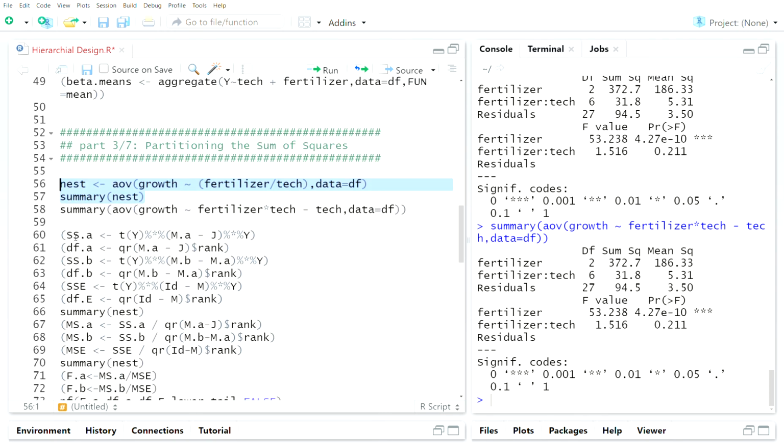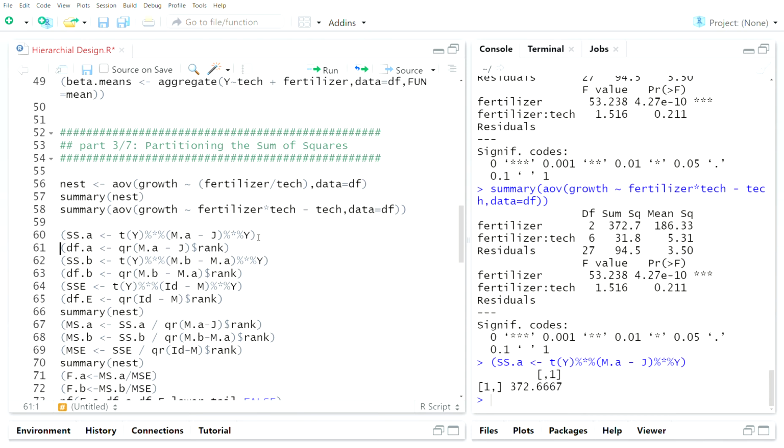Now, if we look at the sums of squares associated with each of these, so it's y transpose (MA minus J) Y, and we get 372.7, which is the same as up here.